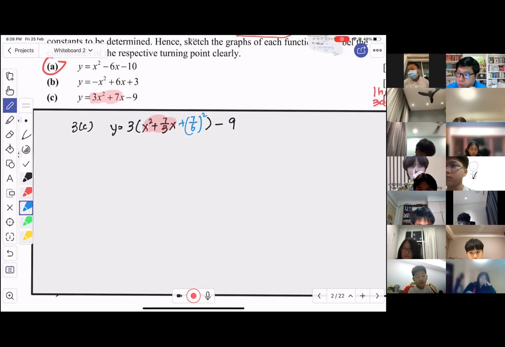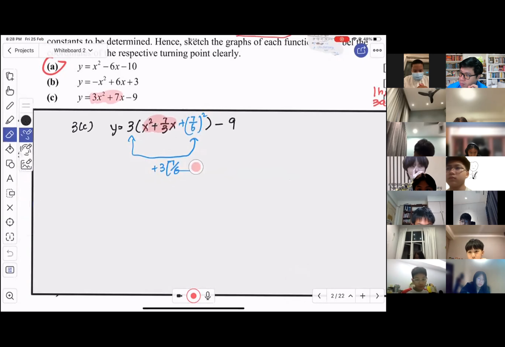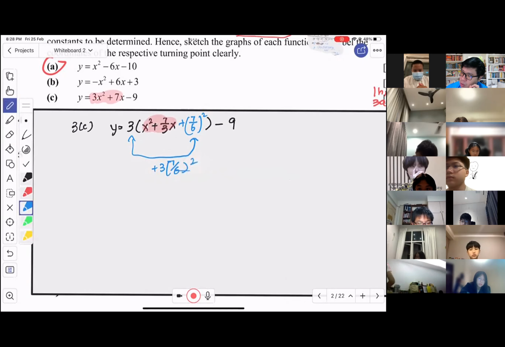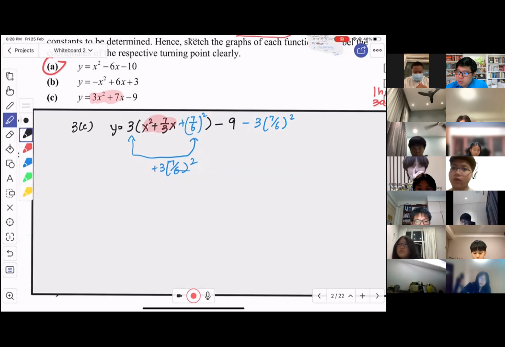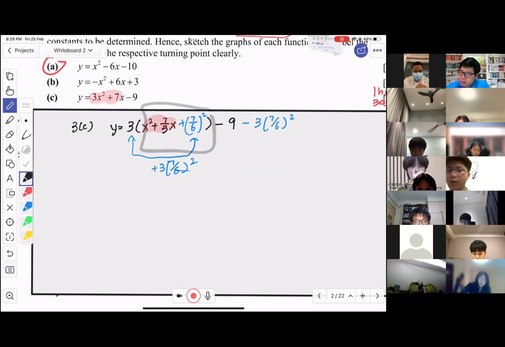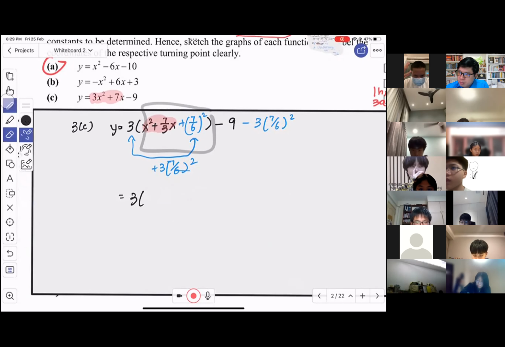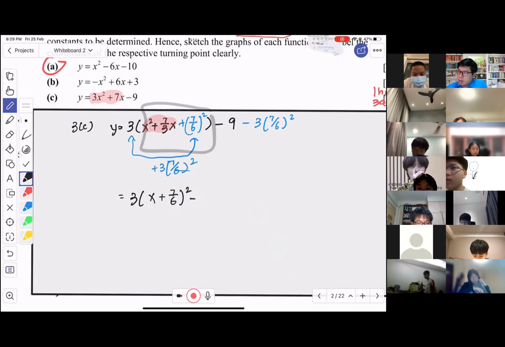Now I want you to see carefully what you have added. You added 3 times 7 over 6 squared. So outside I must minus 3 times 7 over 6 squared. So far, okay? What do I get from this? Well, this is a squared plus 2ab plus b squared, which is a plus b bracket squared, so x plus b bracket squared. Now minus 9 minus 3 times 7 over 6.